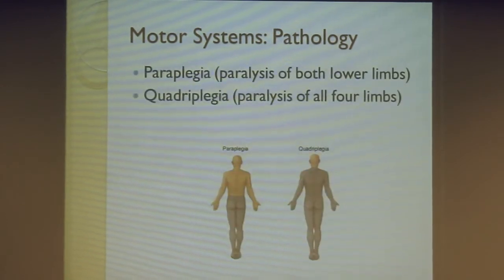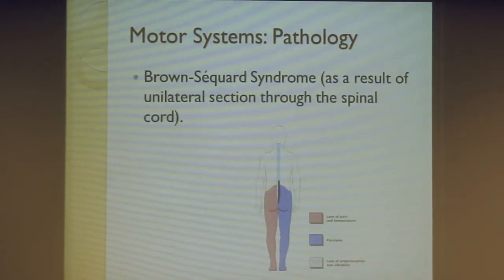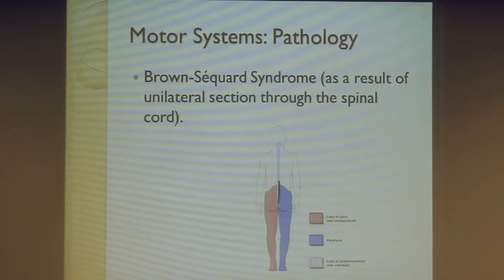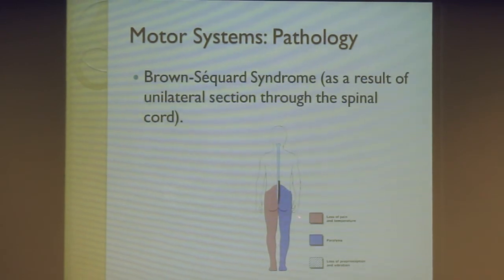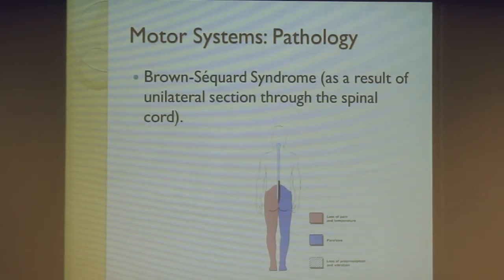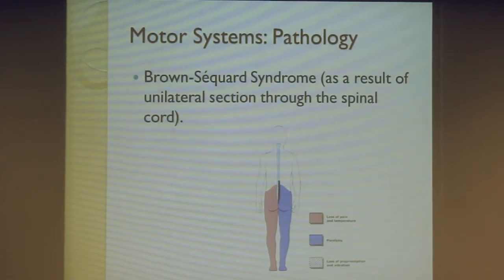Of course, coming into the whole motor system pathology is paraplegia and quadriplegia. And the Brown-Séquard syndrome. I don't know if you've heard of that. Very interesting syndrome where there's a unilateral section through the spinal cord. And what happens is that on the one side of the body, you have paralysis and loss of proprioception and vibrations. The person can't feel vibrations. Whereas on the other side, they have loss of pain and temperature. And you'll read up more about this, and once you read it, you'll understand why it is that way.